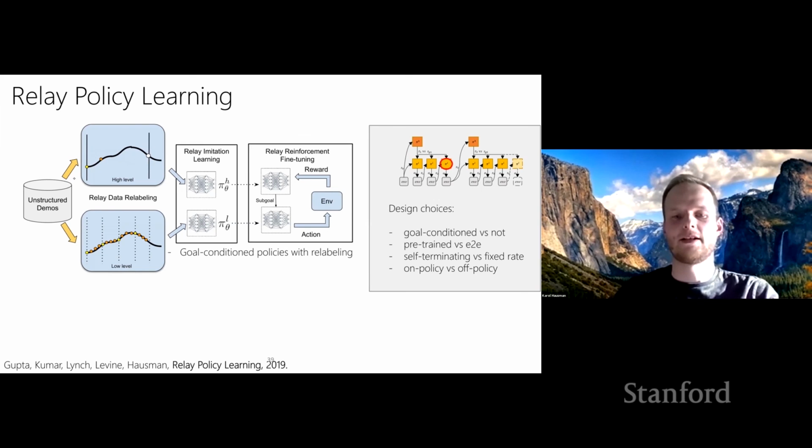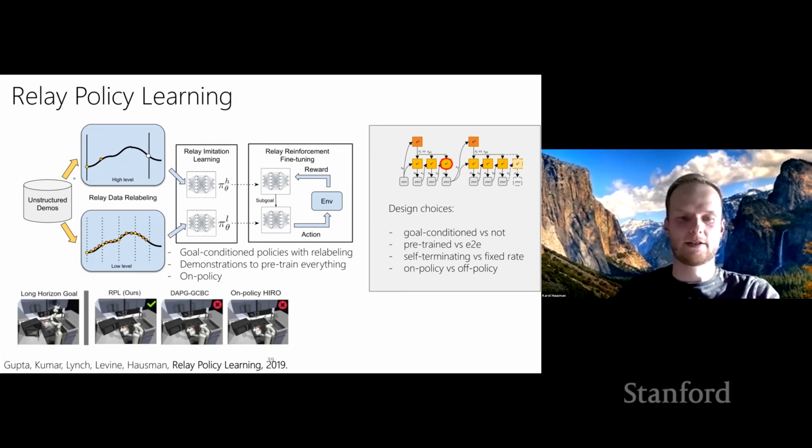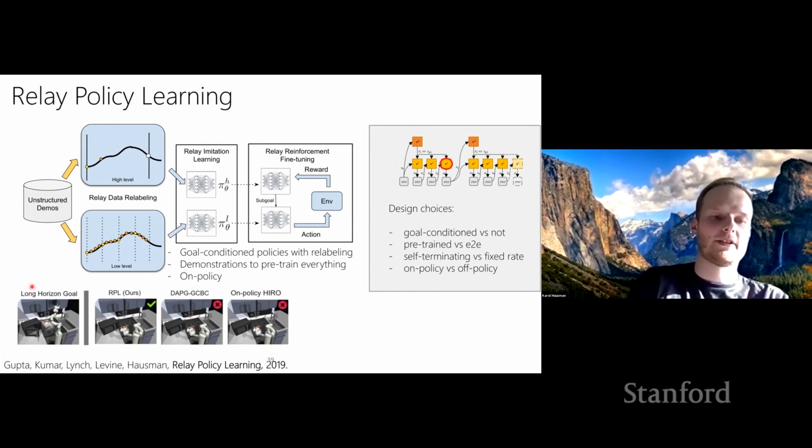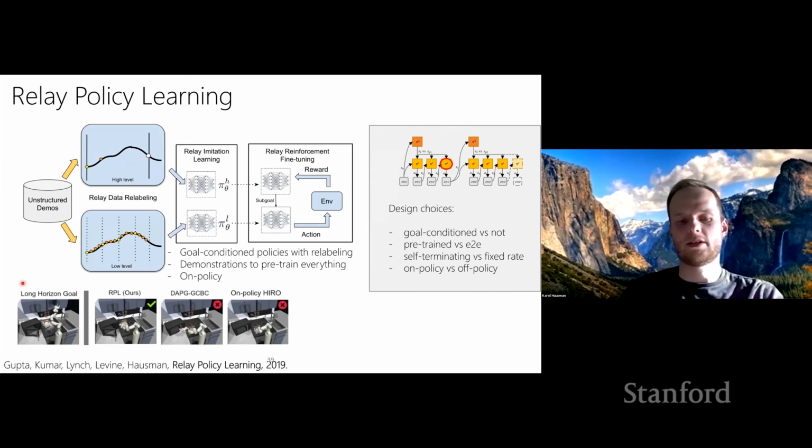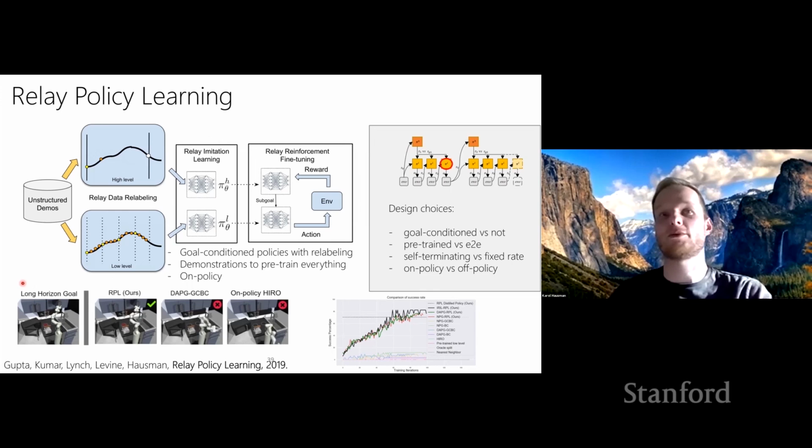So a few more facts. These are goal condition policies, both on high level and low level, that are trained with relabeling. They use demonstrations to pre-train everything, and everything is trained using an on-policy algorithm. And some results. Here is a long horizon goal on the left that they want the policy to achieve, and they show how their policy is pretty good at performing this task compared to other baselines. And then they also show results indicating how useful it is to pre-train it from demonstrations.